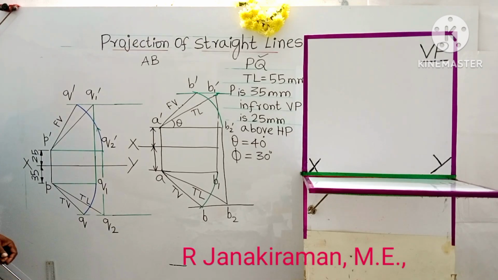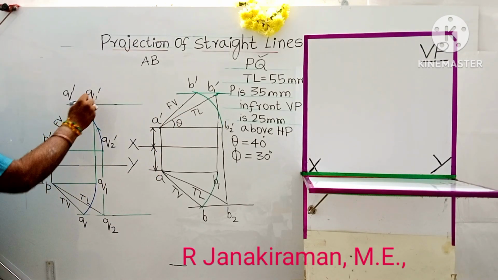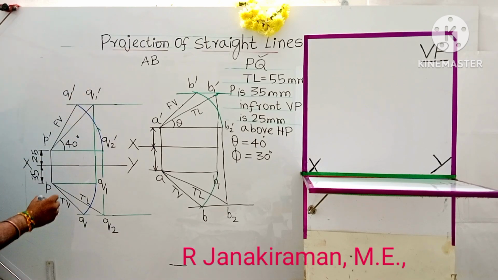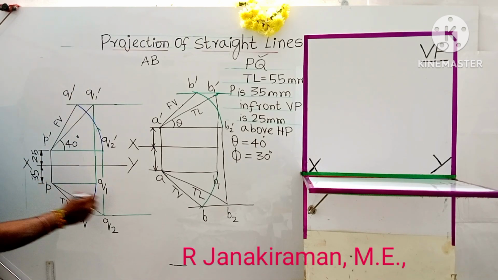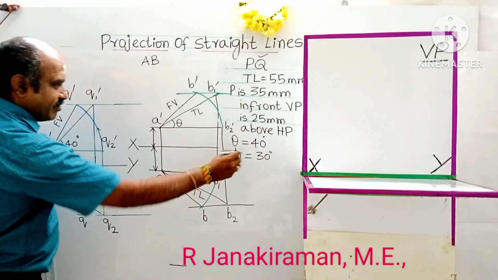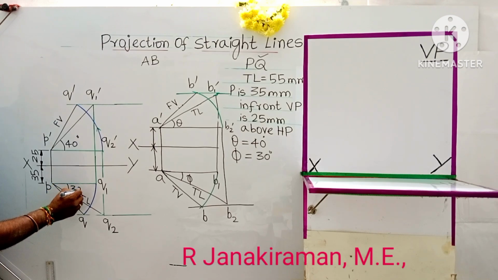And you have to dimension it. Theta is given as 40 degree. This is the true inclination with HP. This is 40 degree. Or put theta, or you can put 40 degree also. Inclined to HP, that angle will always come above the XY line. Inclined to VP, the true length will always come below the XY line. This is phi. Phi is given as 30 degree. We already took the dimension. We put the symbol also. What is given? 30 degree.